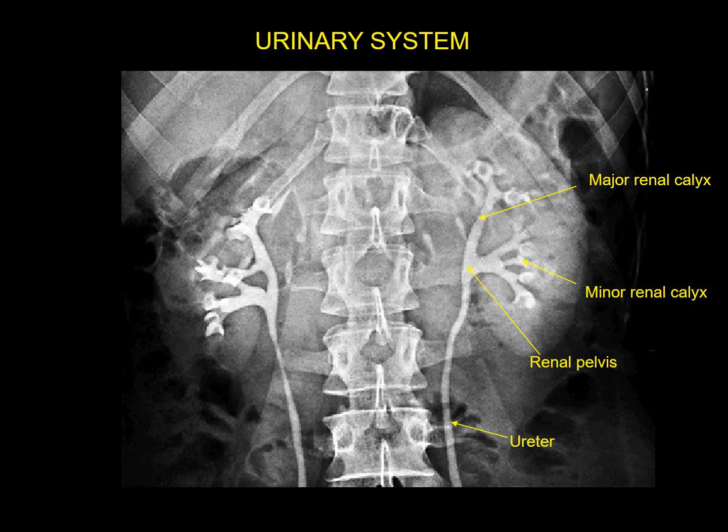I hope that you will recognize in this X-ray image the minor renal calyx. 2 or 3 minor renal calyces fuse and form the major renal calyx. 2 or 3 major renal calyces fuse and form the renal pelvis, and the renal pelvis continues with the ureter.